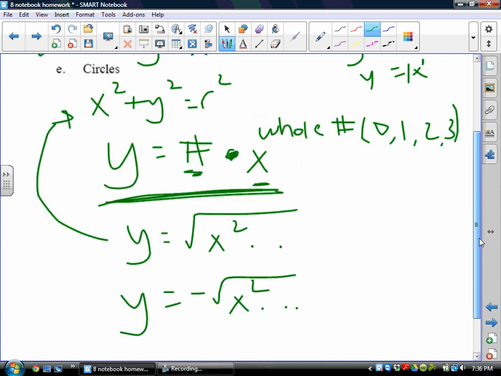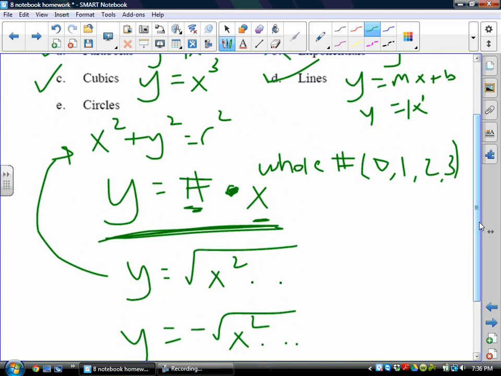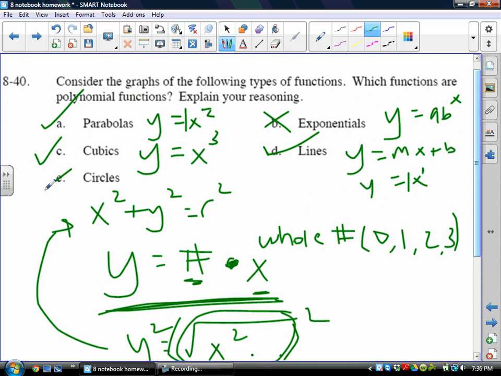And we have talked about many times in class, you cannot just actually take the square root of this stuff. You can't do that because then it's not a circle anymore. Okay? You can't just say the square root of it. If I square this side to get rid of the square root side, I'm back at where I started. So a circle is not going to be a polynomial because I cannot get the y by itself and have x to the whole number power. It would have a square root in it, so I can't do that.